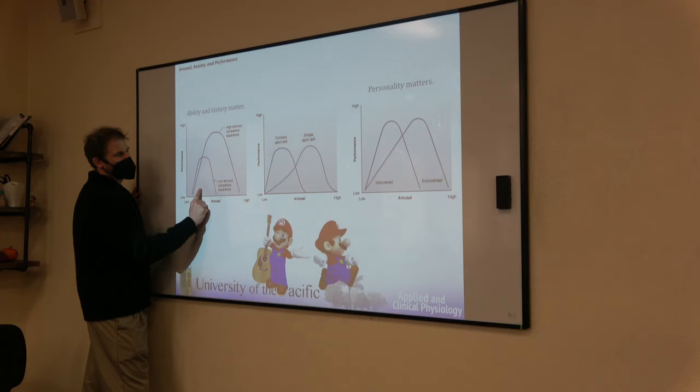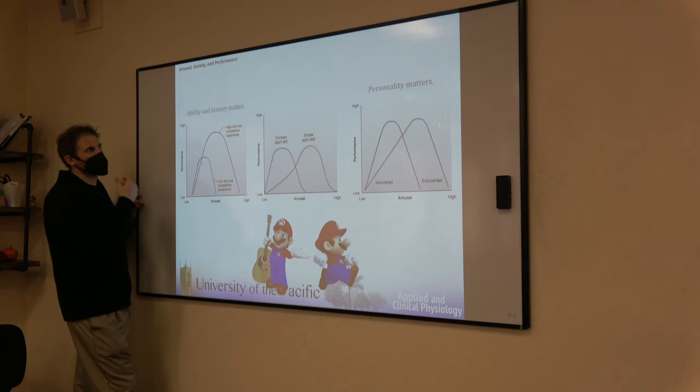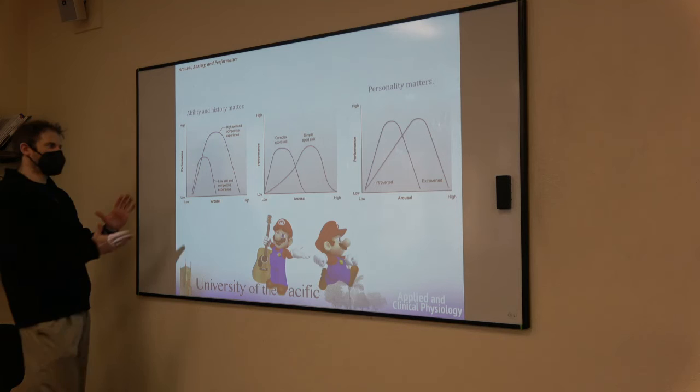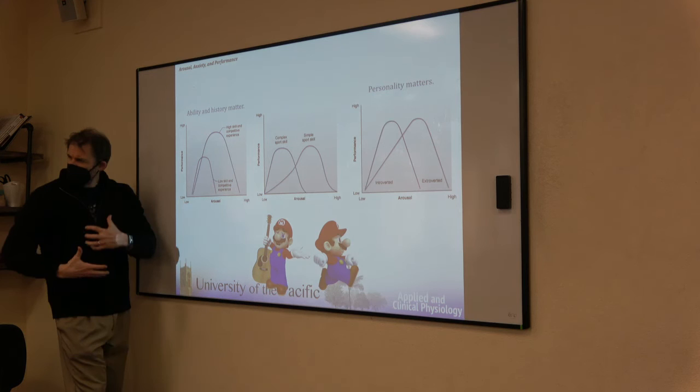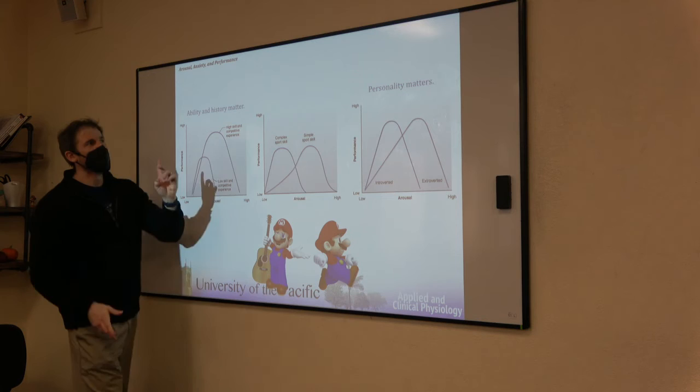Where more arousal is required to elicit a larger and larger effect. So somebody who's very talented is going to have a higher curve, B, shifted right. They can deal with more arousal. More arousal is an ergogenic aid to them. Personality seems to matter. Different people require different amounts of arousal.